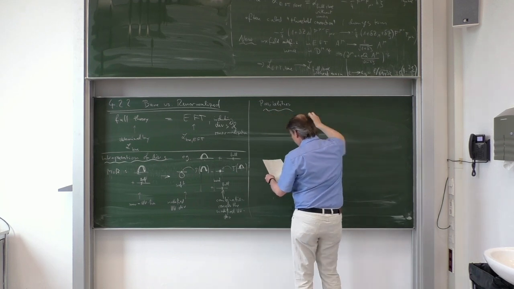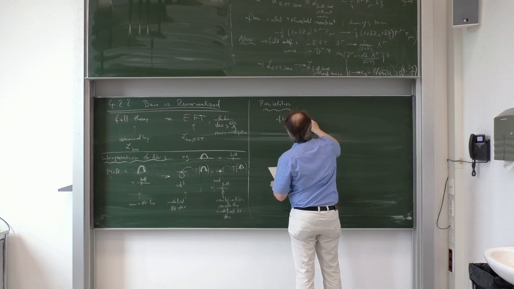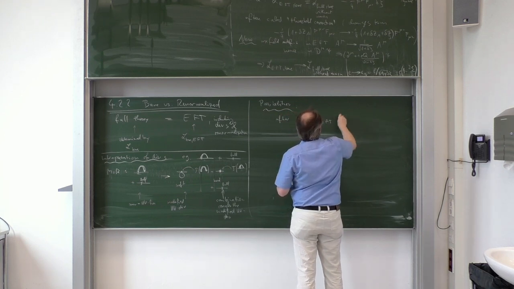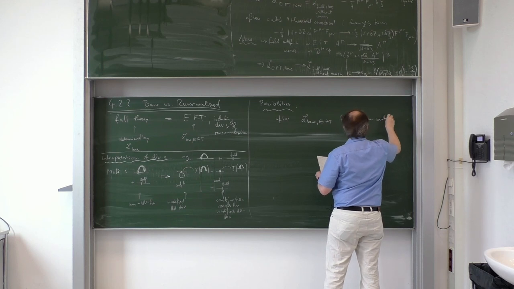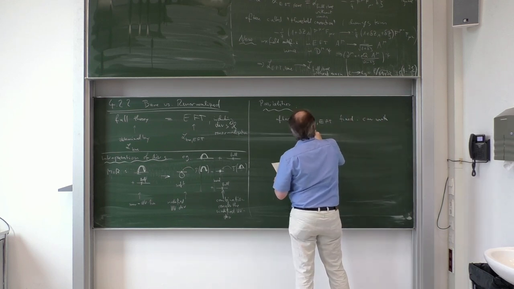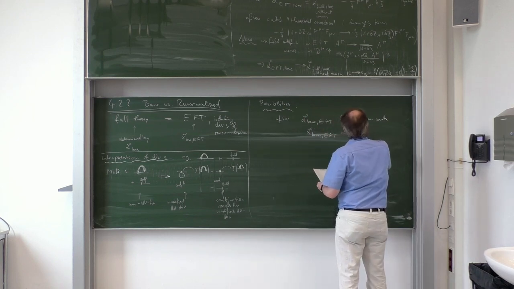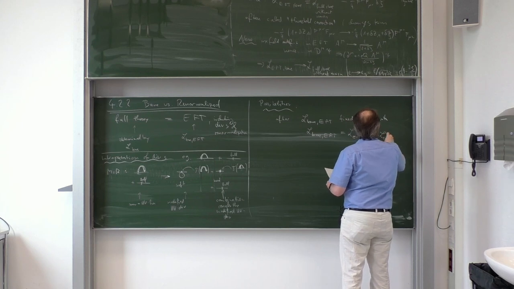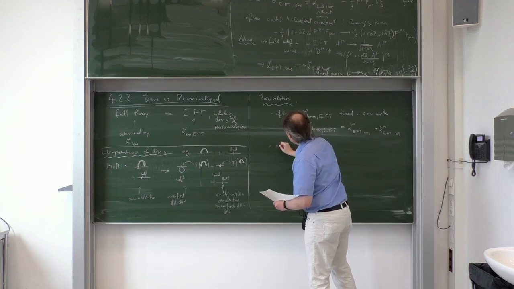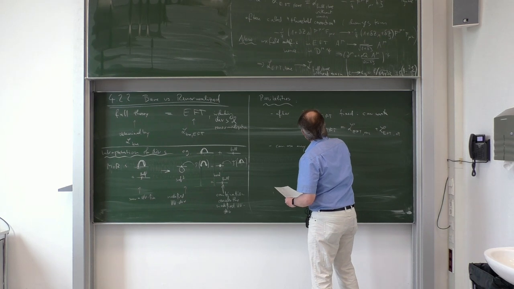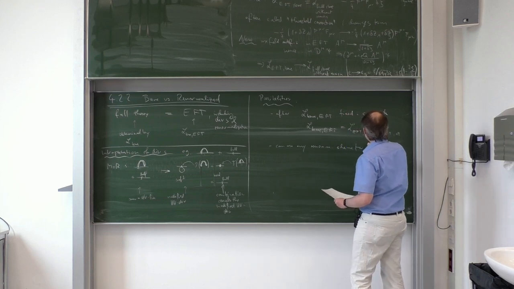So let me just indicate some ways to organize this. After L bare EFT is fixed, we can write L bare EFT is equal to L EFT renormalized plus L EFT counterterm. And we can use any renormalization scheme for this split.